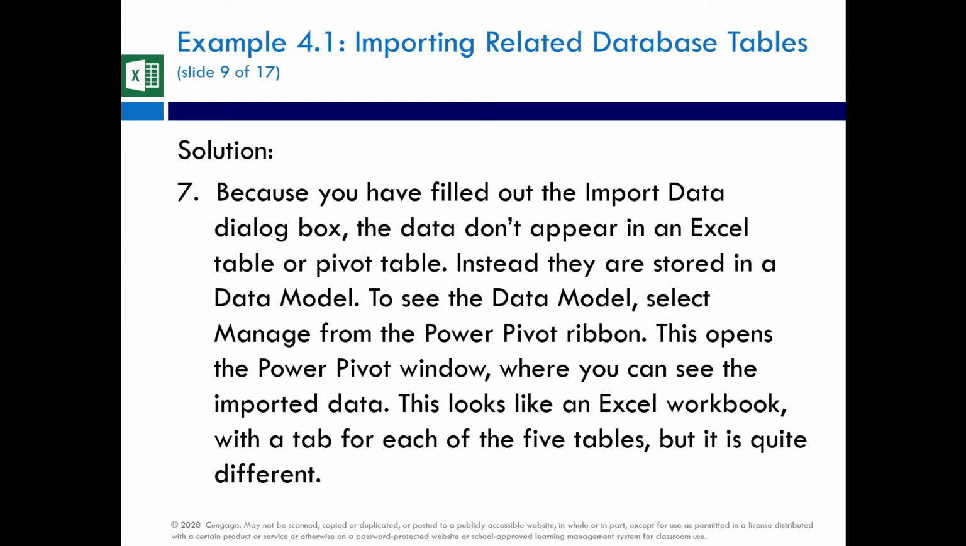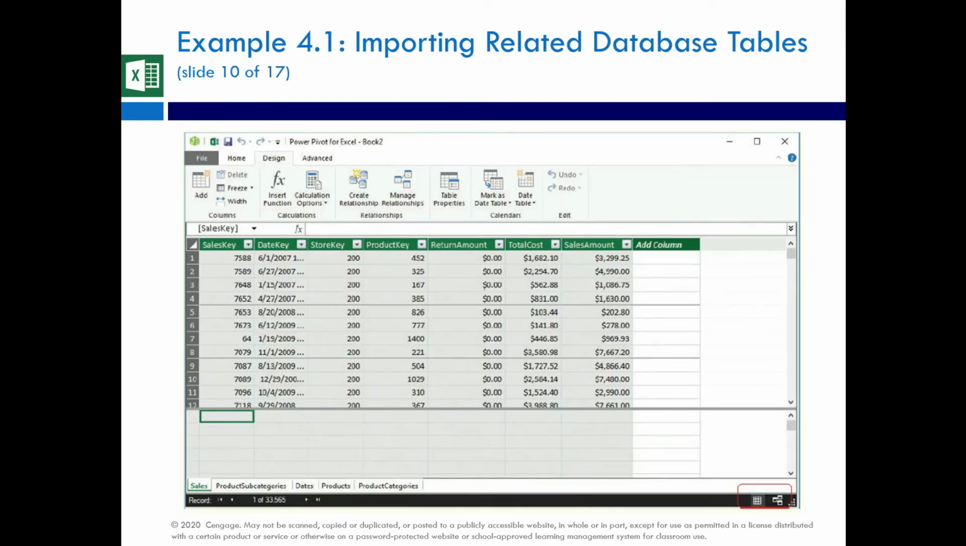Because you filled out the Import Data dialog box this way, the data don't appear in an Excel table or pivot table. Instead, they are stored in a data model. To see the data model, select Manage from the Power Pivot ribbon. This opens the Power Pivot window where you can see the imported data. This looks like an Excel workbook with a tab for each table, and you can see why it looks similar to Excel, but you're really not in Excel.